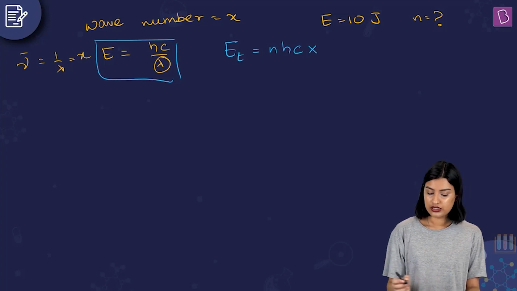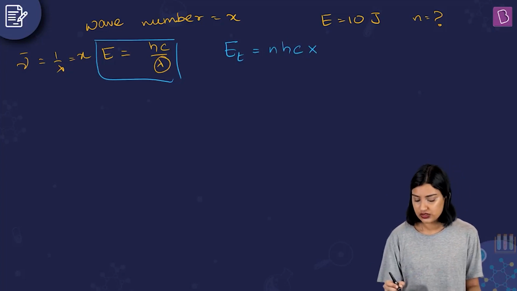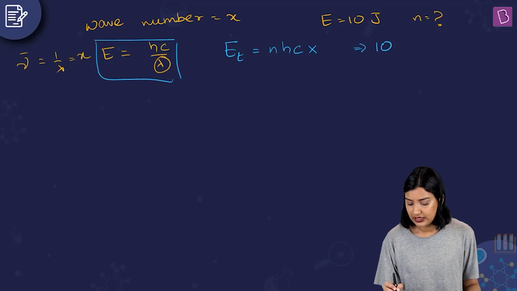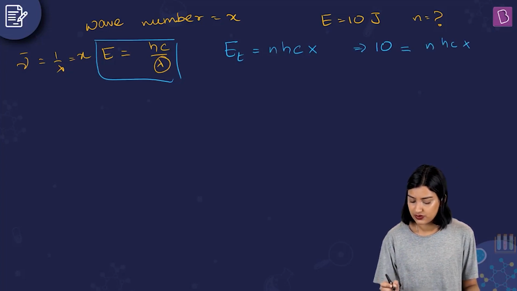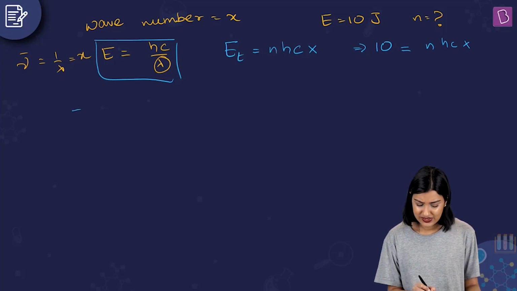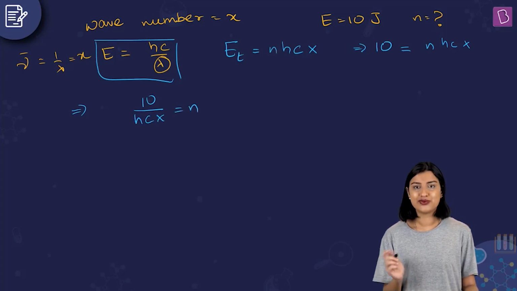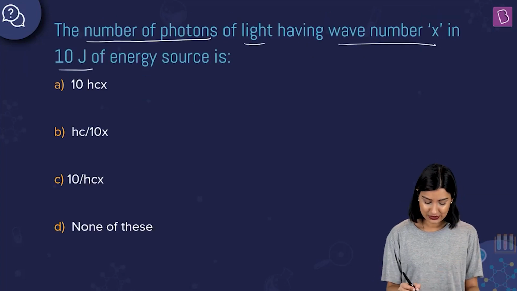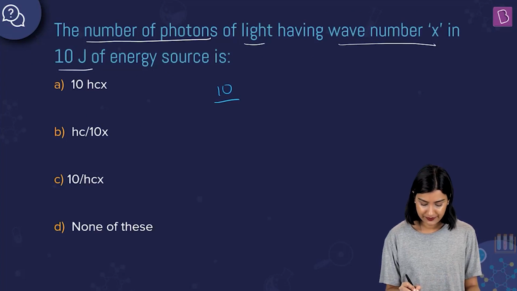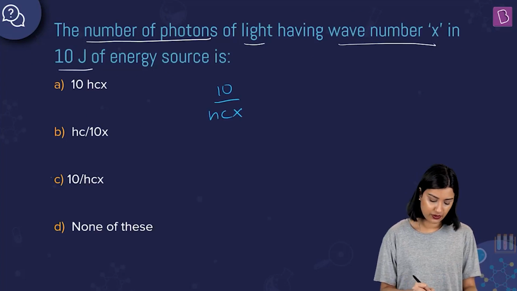Now, total energy is given to you as 10 joules, which means 10 is equal to nhcx. So you have to find out n, which is nothing but 10 by hcx is equal to n. Simple, right? So what did we get? We got 10 by hcx, which is here in option C.